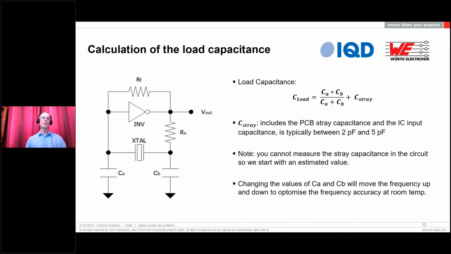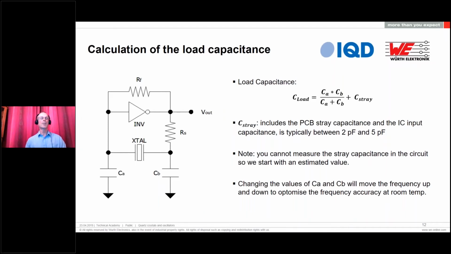And then you find that changing the values of the external capacitors, denoted here by CA and CB, will move the frequency up and down to optimize the frequency accuracy at room temperature. For you as a designer, this may need some experimental work. You can calculate a typical value, start with that, and move up or down in values depending on how accurate you need to be and whether you're too high in frequency or too low in frequency.